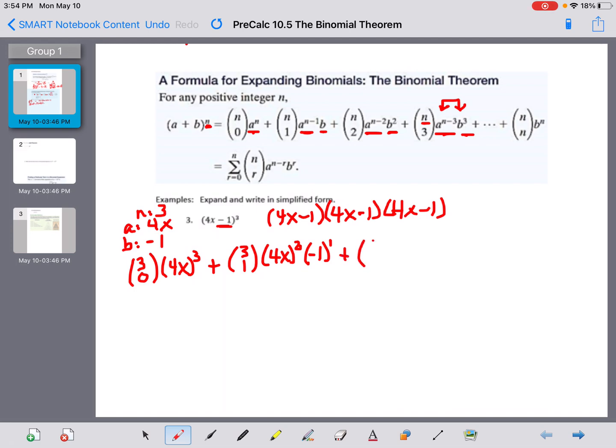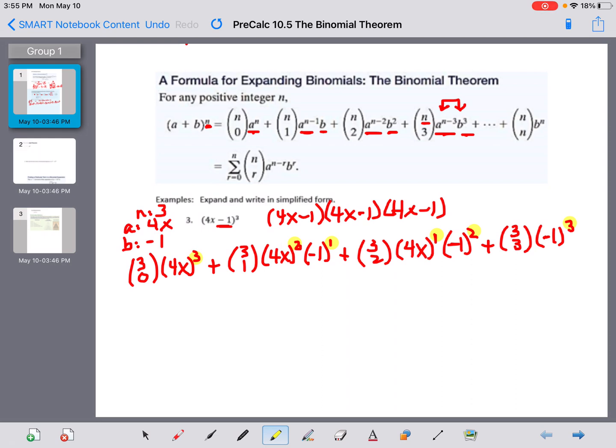The third one will be 3 above 2, I should say, and 4x, I'm going to drop it another power, so it's to the first power, and this time it's going to be negative 1 to the second power. So notice my two powers still add up to 3. And then plus 3 above 3, and this time it's going to be 4x to the 0 power, so I don't even have to write it, times negative 1 to the third power. So every time I decrease the first power, I increase the second, but altogether, my power should always add up to 3. In each term, my power should add up to 3. Okay, so there's my expansion.